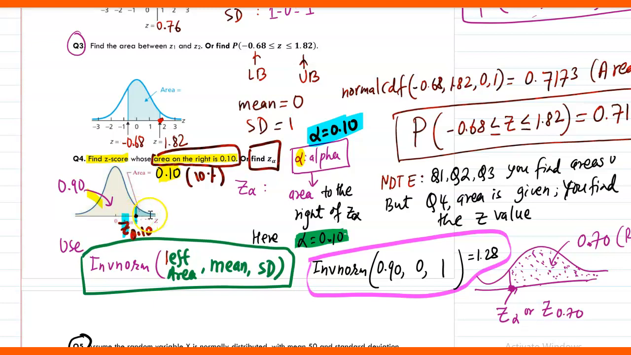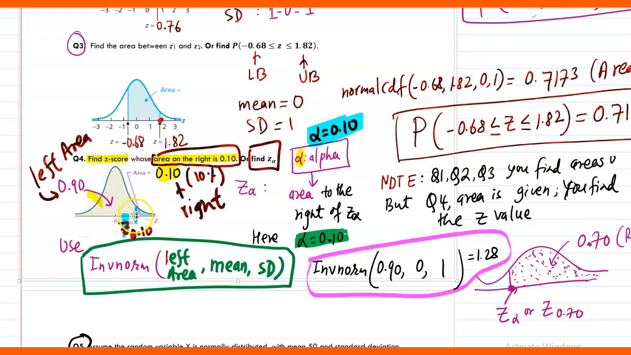Now this area on the right of the point that we are looking for is 0.10. Therefore, the area on the left is 0.90, because the total area is 1. You subtract 0.10 from 1, you get 0.90. This 0.90 is the left area, but the right area here is 0.10. Notice that if you know the left area, you can find the right area, or if you know the right area, you know the left area.